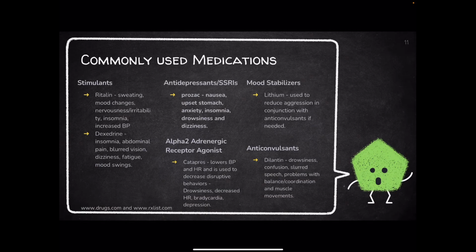Some commonly used medications are stimulants, antidepressants, mood stabilizers, anticonvulsants, and alpha-2 adrenergic receptor agonists. So this is Catapres. When you think of somebody who's easily irritated or angry or always aggressive, they're going to be in that fight or flight response 24/7. So Catapres really is used to help lower that blood pressure, lower that heart rate, get them in a calm, receptive mode so that they can receive treatment and so that they can be receptive and change and be functional within the occupations they want to.